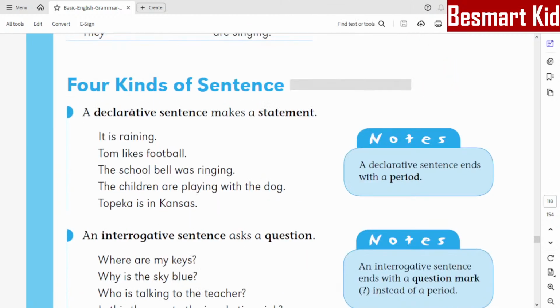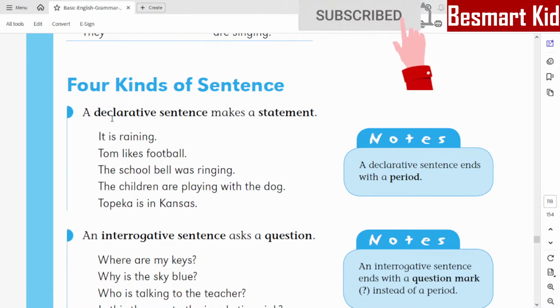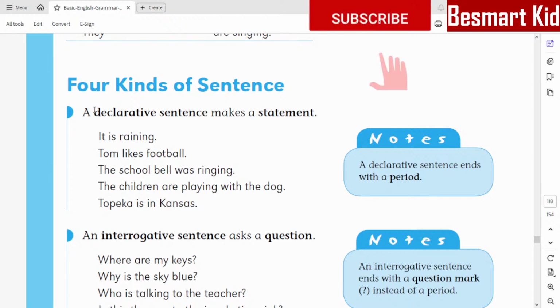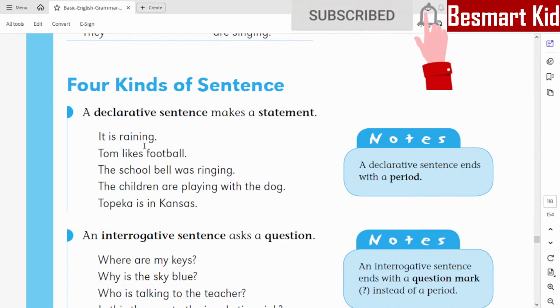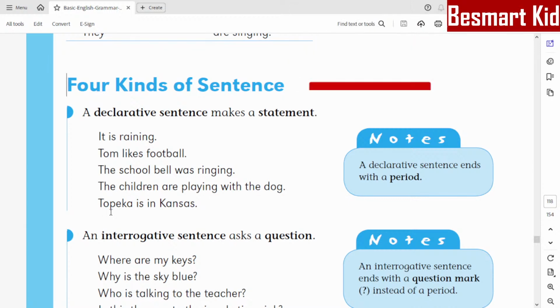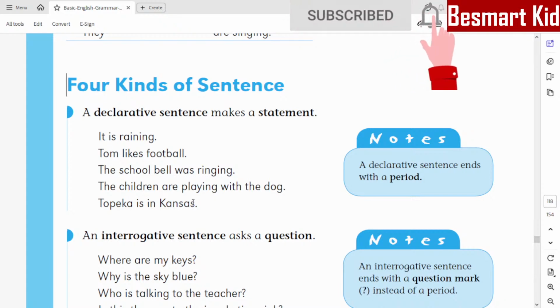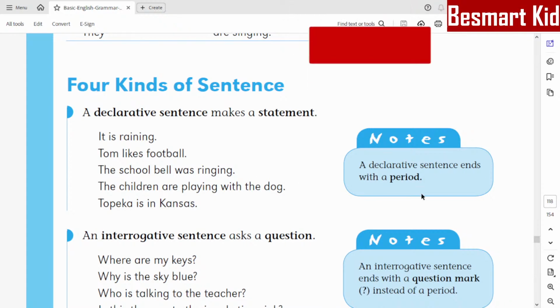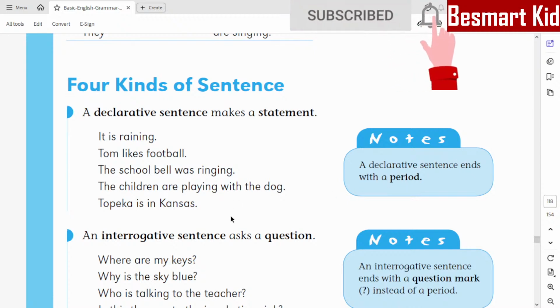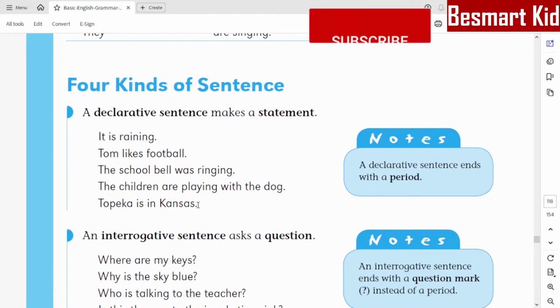Four kinds of sentences. We have a declarative sentence. This kind of sentence makes a statement. Examples: It is raining. Tom likes football. The school bell was ringing. The children are playing with the dog. Topeka is in Kansas. A declarative sentence ends with a period. The period is, we can say, a full stop.